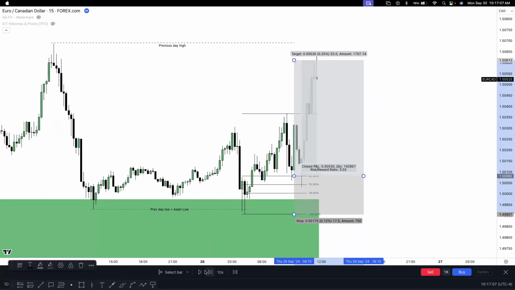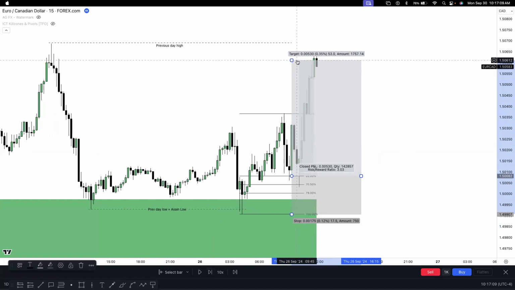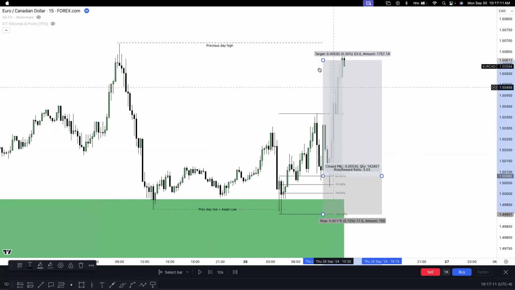Let's see a 3R get hit. So 3R just got hit. And at this point, like I say, I pretty much closed my trade out here.